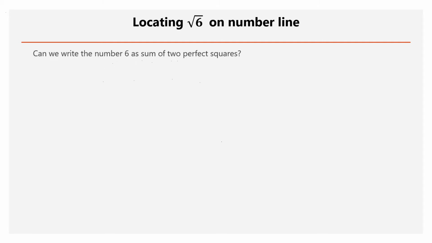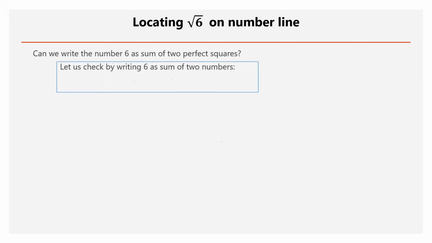We can write it as a sum of two numbers as 5 plus 1, 4 plus 2, 3 plus 3, 2 plus 4 and 1 plus 5, which is nothing but a repetition of the first two combinations. So we have three combinations: 5 plus 1, 4 plus 2, 3 plus 3. We can see that none of these gives you a sum of two perfect square combination, right?